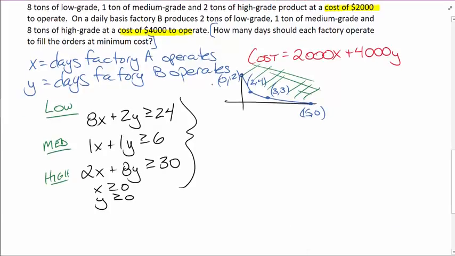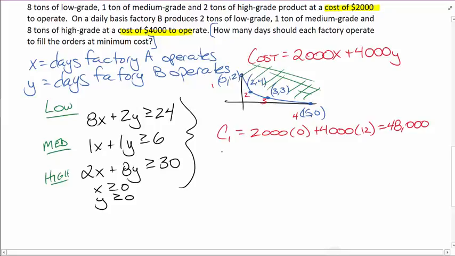I'm going to label these points 1, 2, 3, and 4. I'm going to determine the cost at these various points. The cost at point 1 will be $2,000 times 0 days plus $4,000 times 12 days, which will give me $48,000. The cost at point 2 will be $2,000 times 2 days plus $4,000 times 4 days, which will give me $20,000.